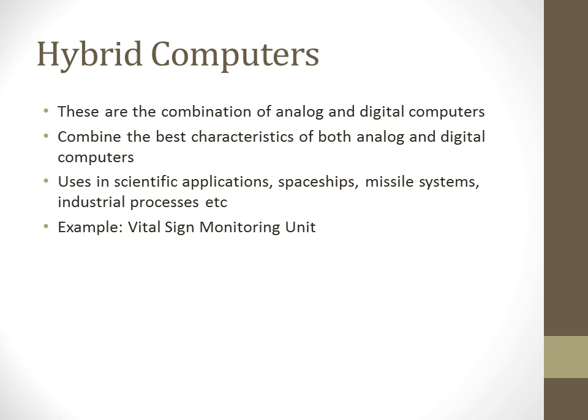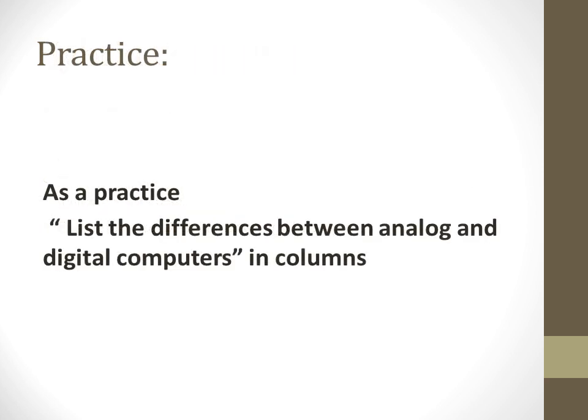This computer is basically used in hospitals to record the heartbeat, respiratory rate, temperature, etc. of the patients. You can see the complete description of this vital sign monitoring unit in the topic given in your book with hybrid computers. So these were the three types of computers on the basis of data representation, input and output.